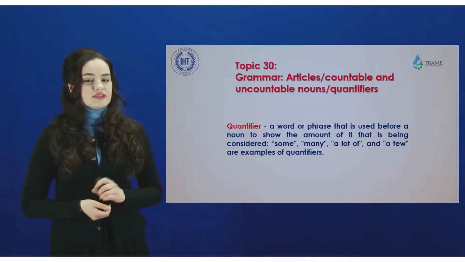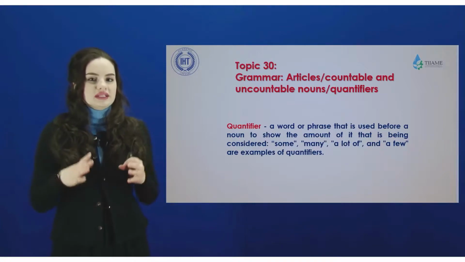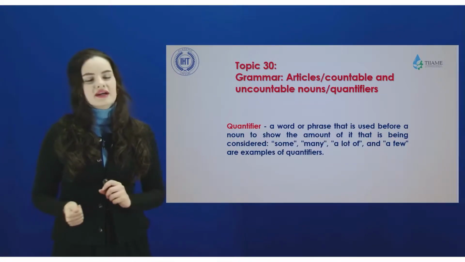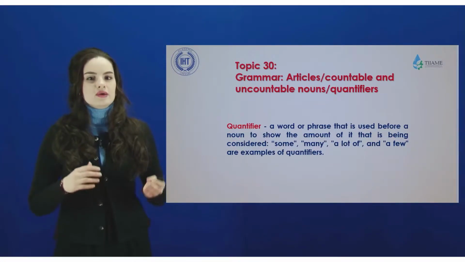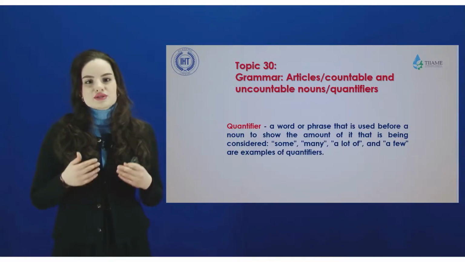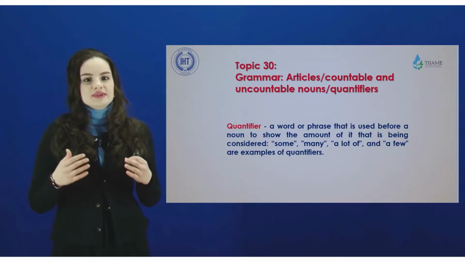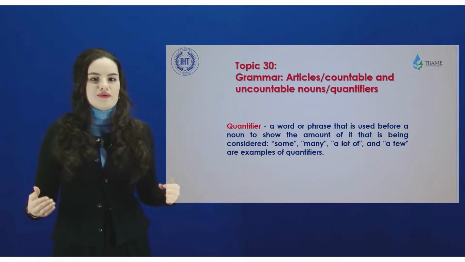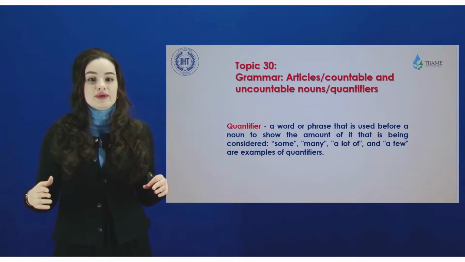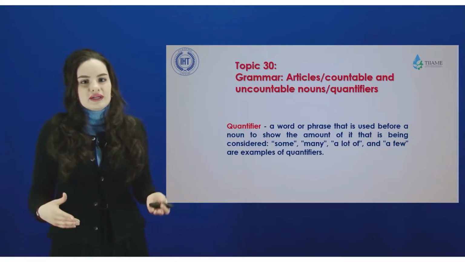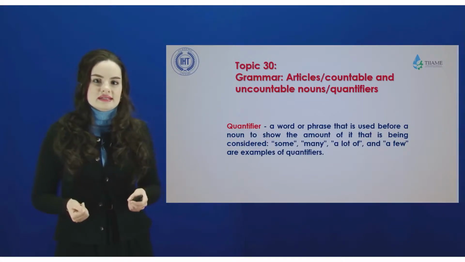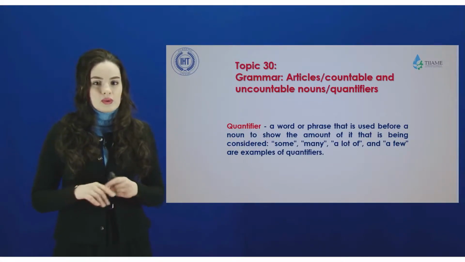Well, firstly, I'd like to say about quantifiers. What are quantifiers? Quantifiers are words which may show us about plurality, about the amount of some things, about the amount of some objects. So, according to quantifiers, you may understand: is it one object or several?